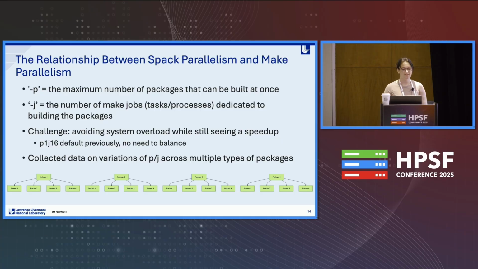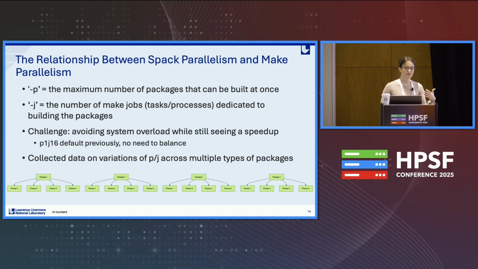So now that we have this new Spack parallelism of how many packages we can build at a time, we also have to balance that with make parallelism. So like I said again, P is the maximum number of packages that can be built at once, but there's also this J, which is the number of make jobs, which you can think of as the number of tasks and processes of make dedicated to actually building the packages.